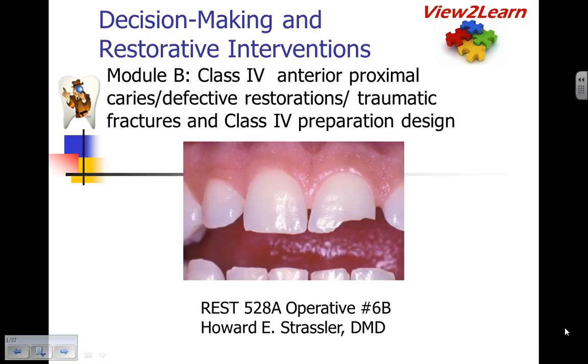This is Dr. Howard Strassler with an e-lecture on Decision Making and Restorative Interventions, Module B, Class 4 Anterior Proximal Carious Lesions, Defective Restorations, Traumatic Fractures, Class 4 Preparation Design. And here we're looking at an image of a Class 4 traumatic fracture. How are we going to manage this? What comes to mind? What are our considerations clinically when these things happen?